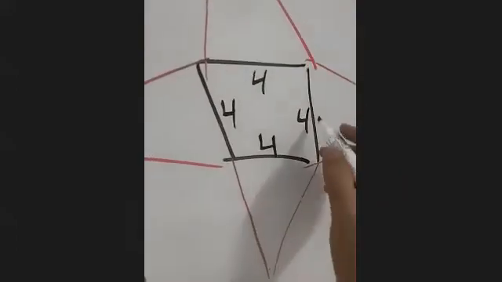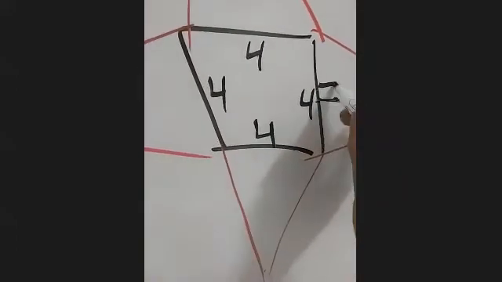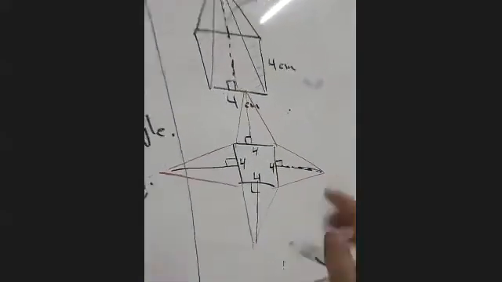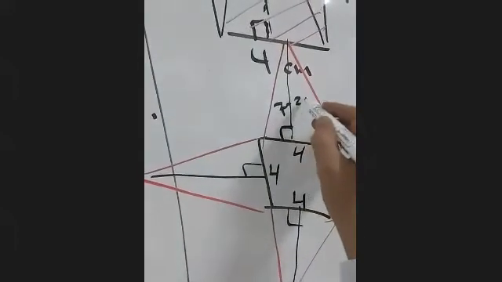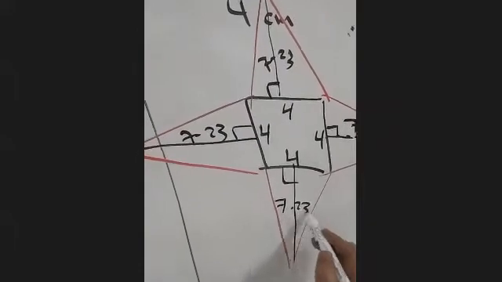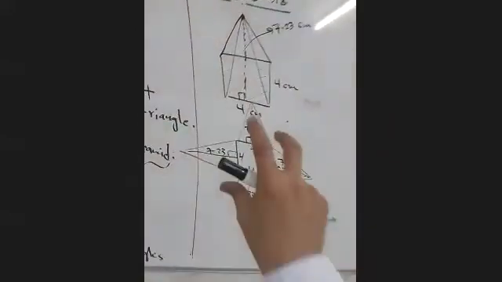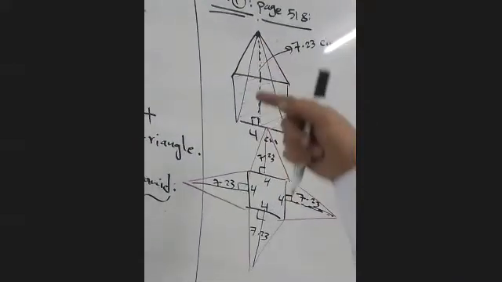Now, all of the triangles have the same height, which is how much, Rayyan? 7.23. Don't drift away, my dear. Focus. So here the height, and here the height, and here the height, and here the height. All the heights are 7.23. This is what we call the net of the square pyramid.